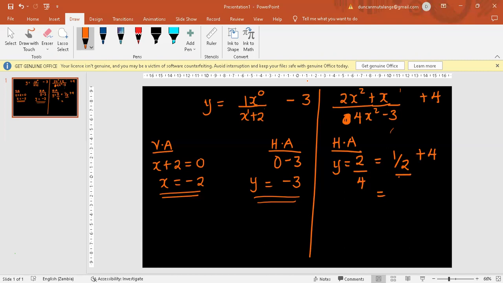Okay, so I hope it's okay. Whenever you have a number separate here, like a plus 4, you get the horizontal asymptote the way we get it normally when you just have a fraction like this. Then you add this number here, or you subtract this number depending on the sign. So if it's a minus, you put a minus. Okay, so I hope we are all clear about finding the horizontal asymptote and the vertical asymptote.